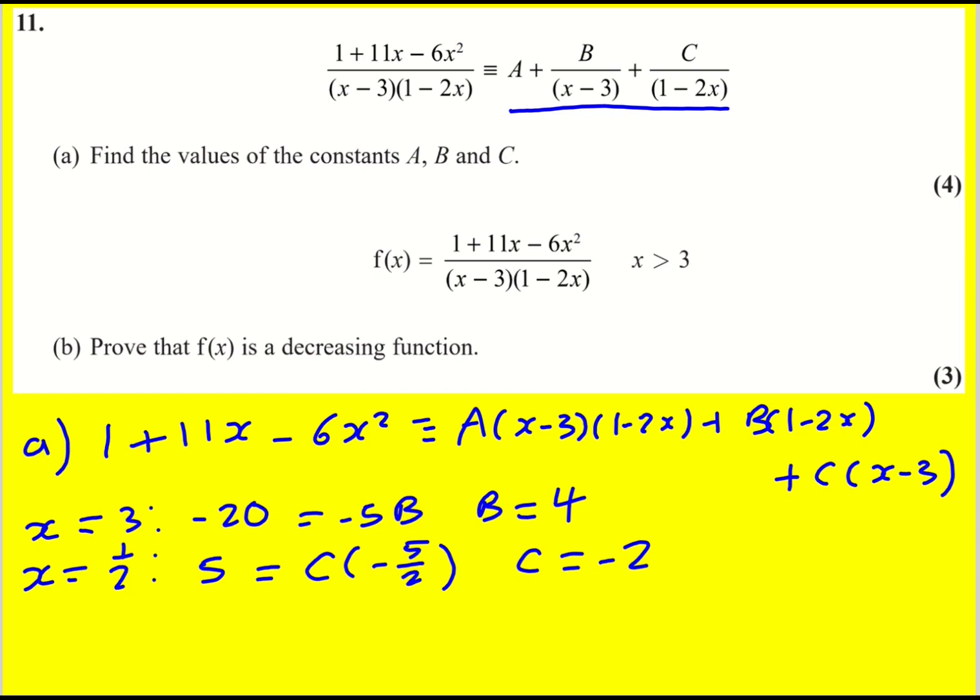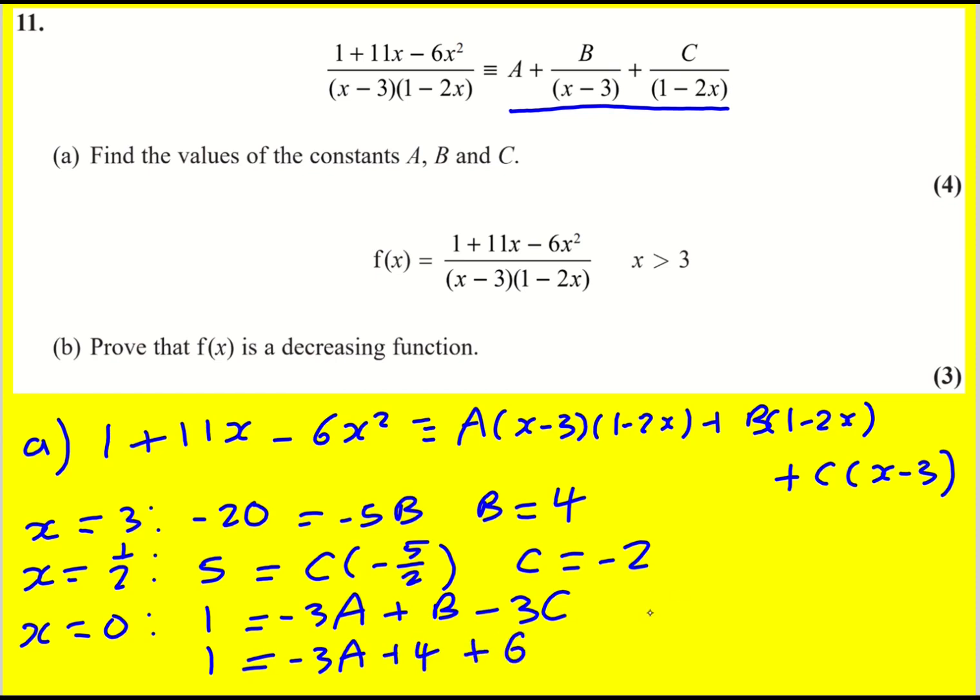And then to get a, one way would be to go with x equals 0. That's quite a nice strategy. So we get 1 is going to equal minus 3a plus b, and then minus 3c. And sub in the values that we know. So 1 is going to equal minus 3a plus 4 plus 6. That means minus 3a is going to equal minus 9. a is going to be 3.